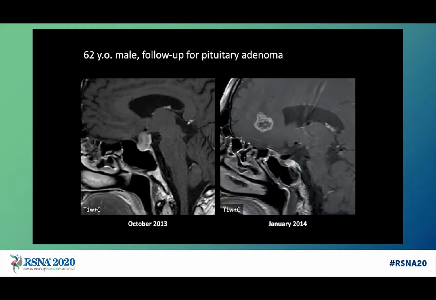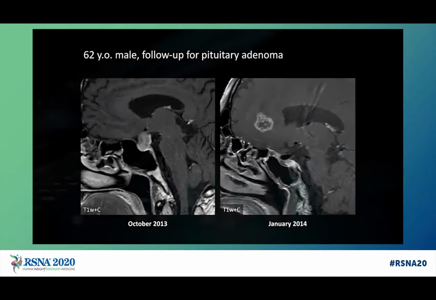So this is a patient who came in with a pituitary adenoma, and upon 3 months follow-up after treatment of the adenoma, the adenoma is gone, but now we have this lesion which was biopsied and turned out to be a glioblastoma. And even looking back to the previous scans on all sequences, we could not detect any signal abnormality. So this appeared within 3 months.